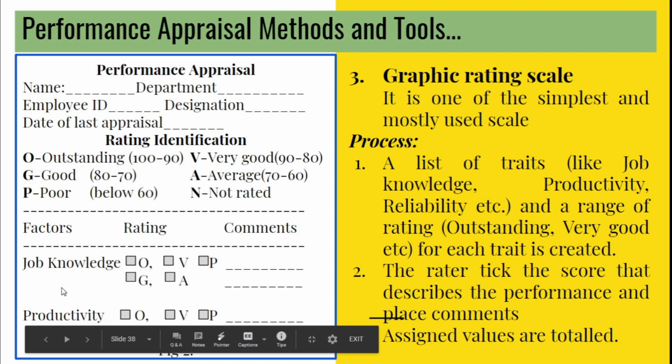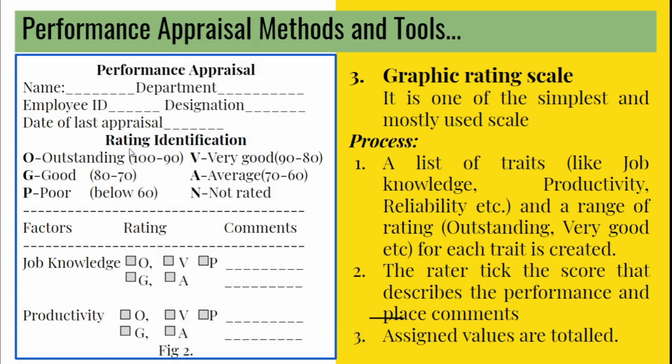Similarly, ratings in the form of outstanding, very good, good, average, poor, and not rated are also visible in the scale. The ratings have also been given values, like for outstanding, it is between 90 to 100. For good, it is between 80 to 90, and so on. Once we are done with the preparation of the scale, the rater takes the rating that best describes the performance of the employee and gives scores, like 95 may be given to an employee in job knowledge. And the rater or appraiser will also place supportive comments for a particular rating and score. Finally, we make a total of assigned values.